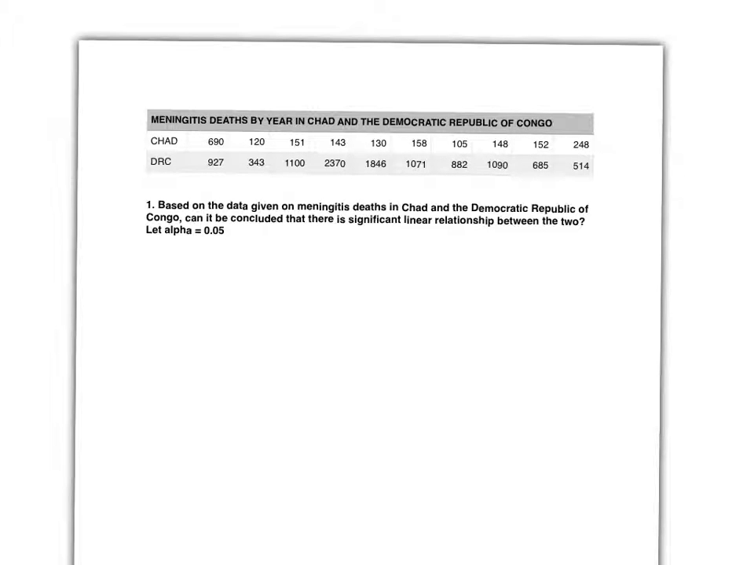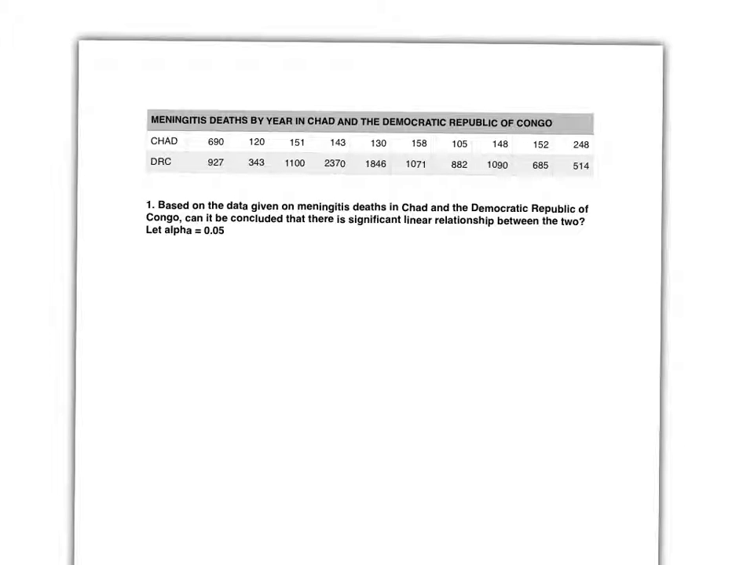Based on the data given on meningitis deaths in Chad and the Democratic Republic of Congo, can it be concluded that there is a significant linear relationship between the two? Let alpha equal 0.05. So there's two different ways that you can determine linear correlation. One is a scatter plot, but you can also use your calculator to find it.